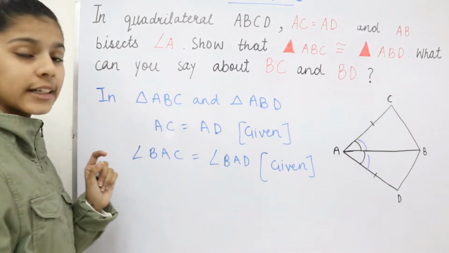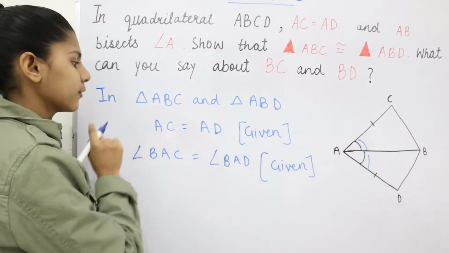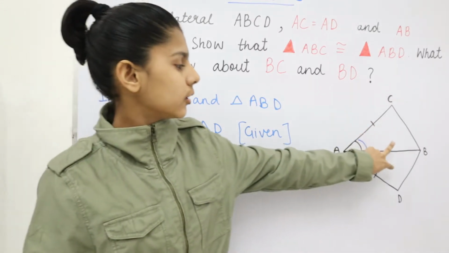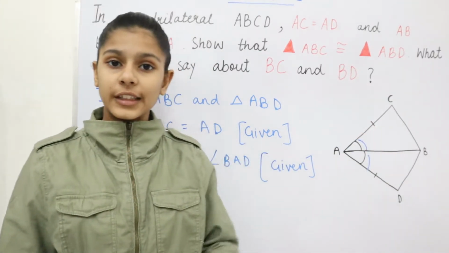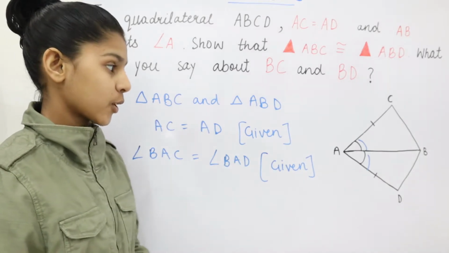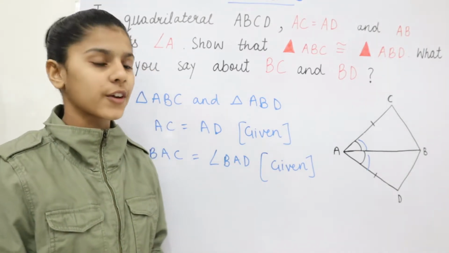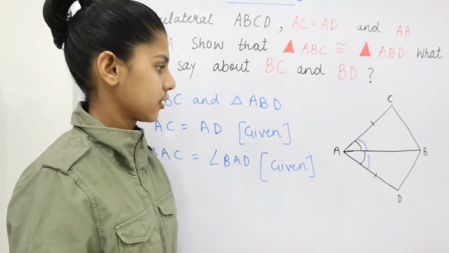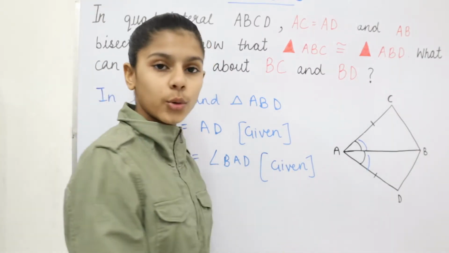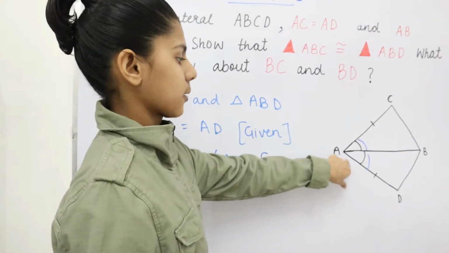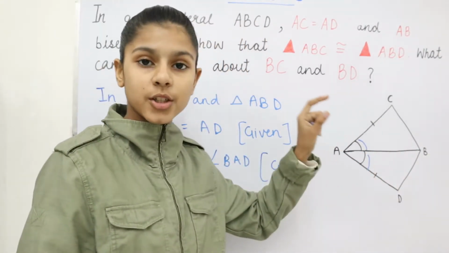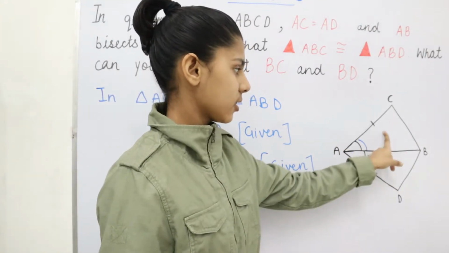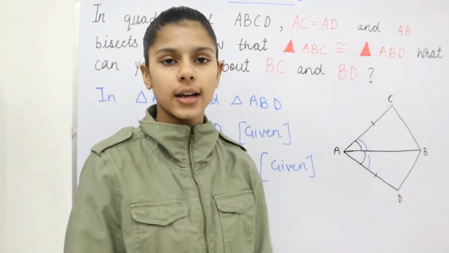Now we have two conditions: one side and one angle equal. For proving both triangles congruent, we need one more condition here. So now observe the figure: what can you think of that is similar in both the triangles? You can notice that line segment AB is common in both the triangles. This AB is common in this triangle as well as in this triangle.